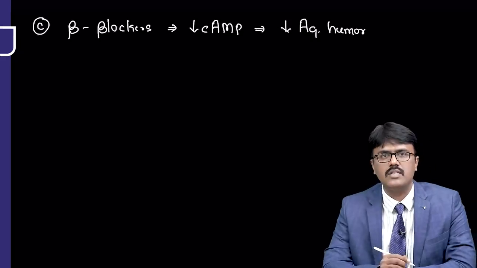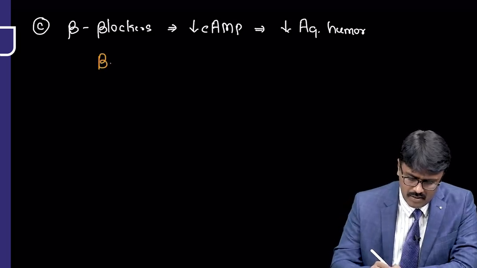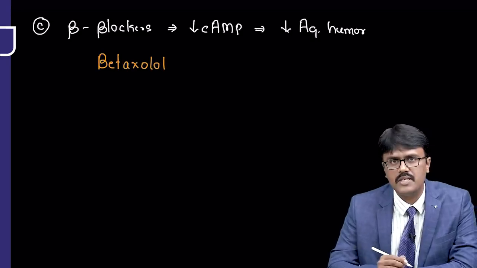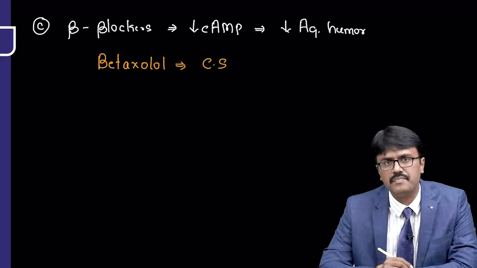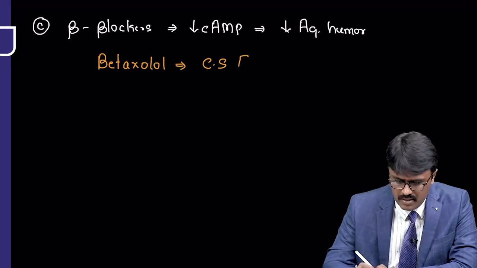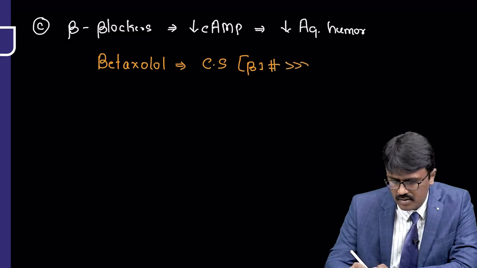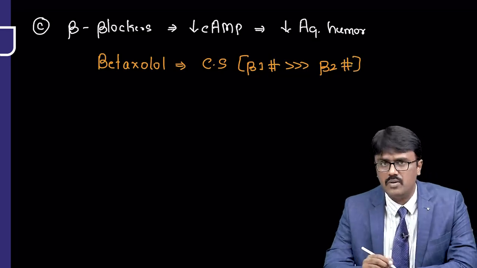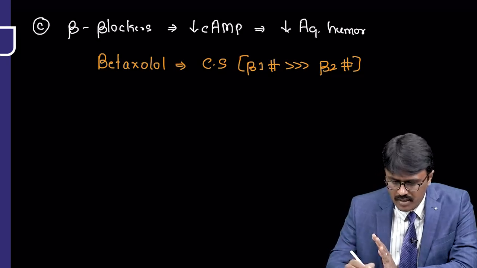So what are the beta blockers we have? The beta blocker we have is betaxolol. Now the specialty of betaxolol is it's cardio-selective. The meaning is the betaxolol blocks beta 1 more than beta 2. That's the meaning. Sir, will it block beta 2 also? Yes, but very less. Even with that, we can use it.